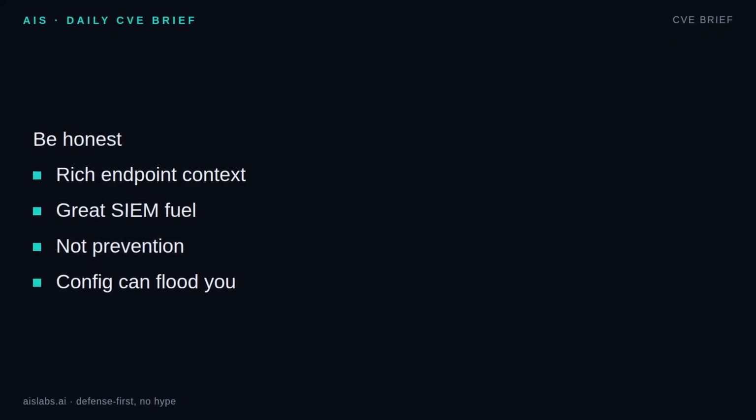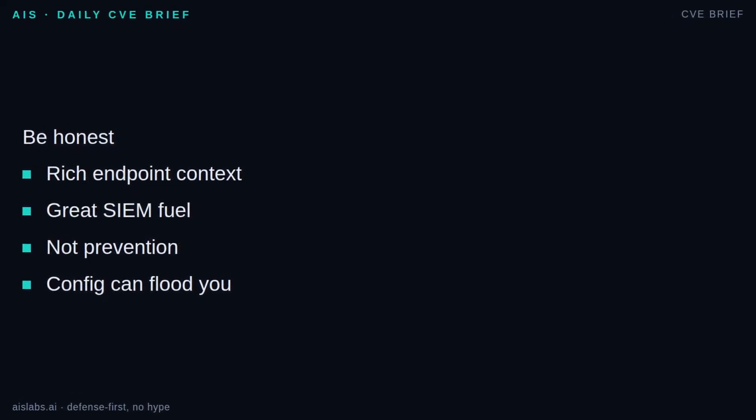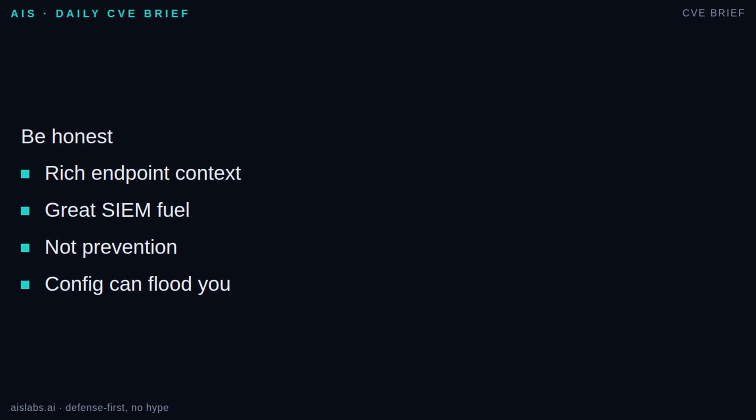Sysmon's strength is context. Event 1 gives process creation with hashes. Event 3 ties network traffic to a process. Events 11 and 22 add file and DNS visibility. Parent-child process trees transform triage because they show sequence, not just isolated events.